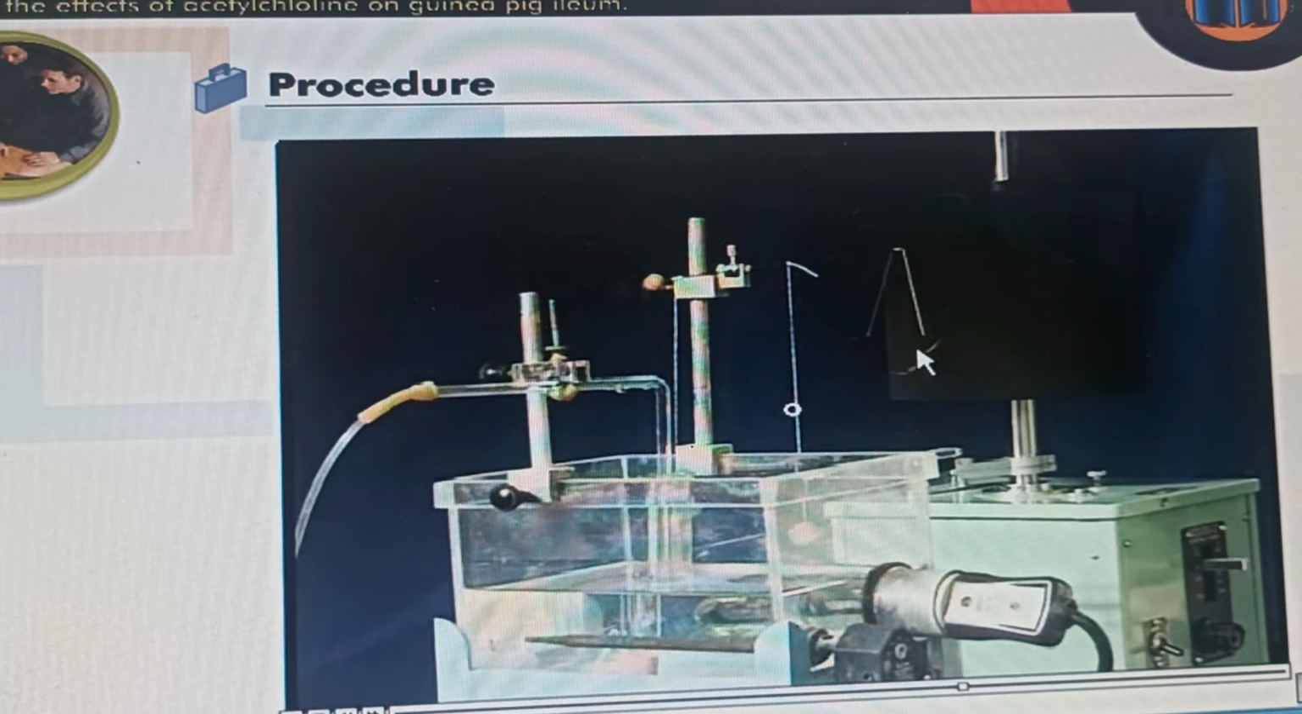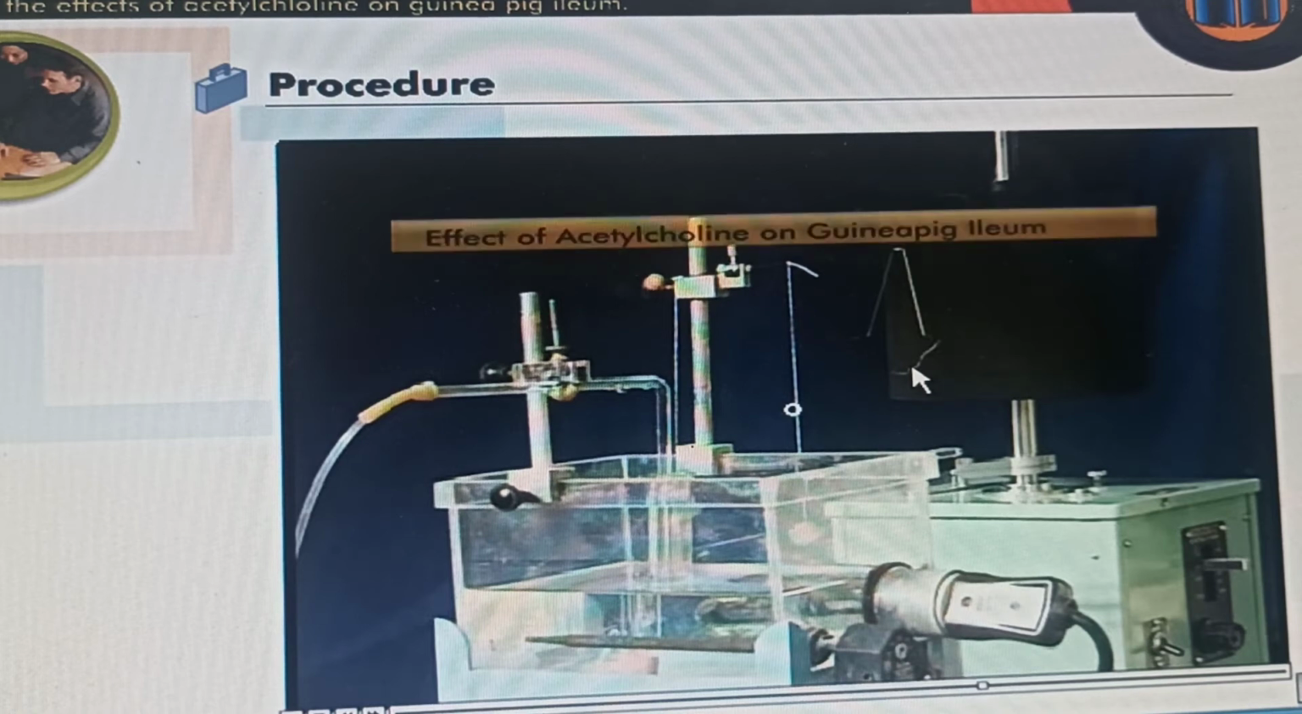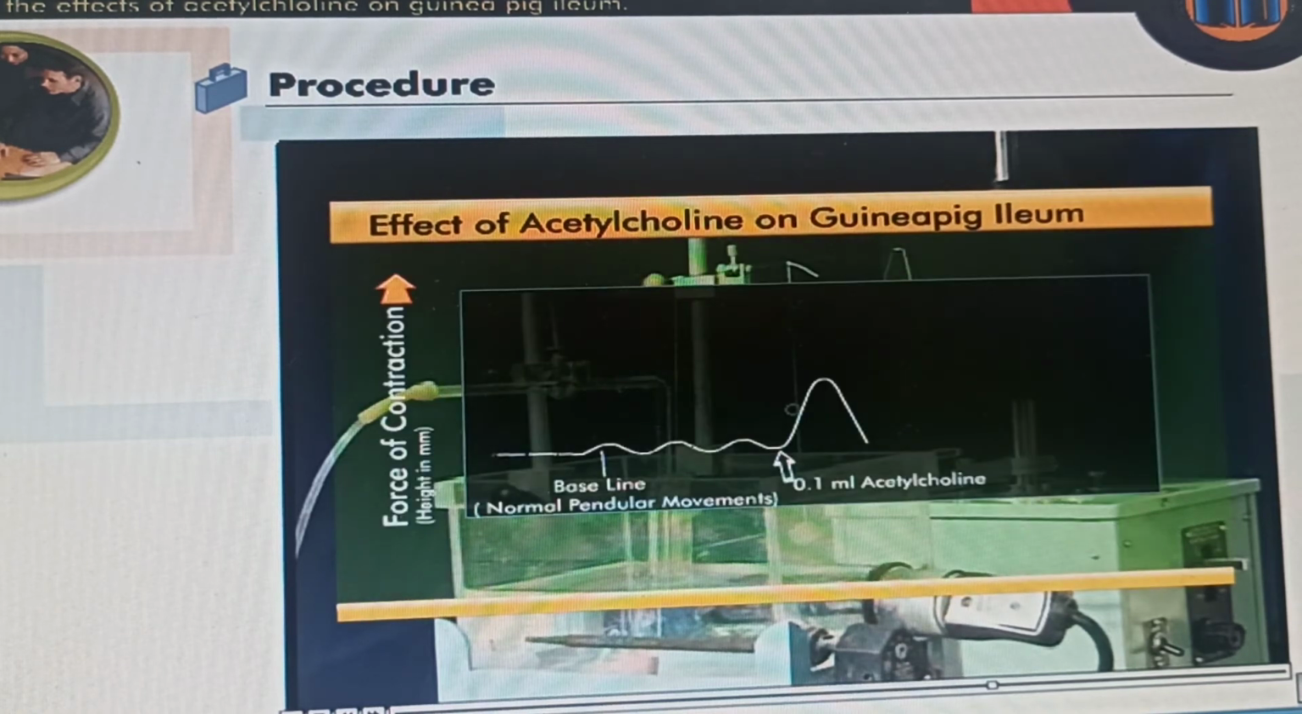Stop the drum and rapidly wash the preparation with a fresh quantity of Tyrode solution. Allow relaxation of the contracted ileum in about 4 to 4.5 minutes. This completes one time cycle of recording in 5 minutes.